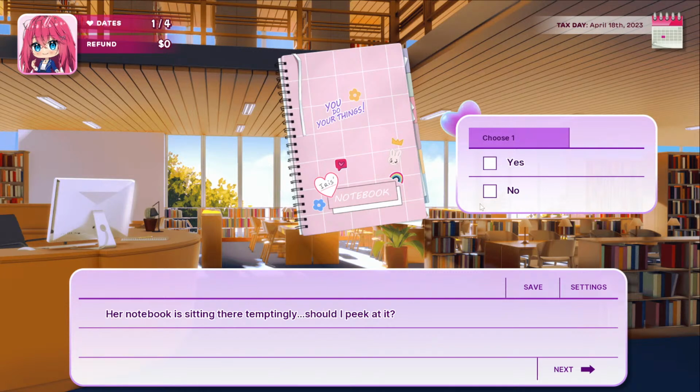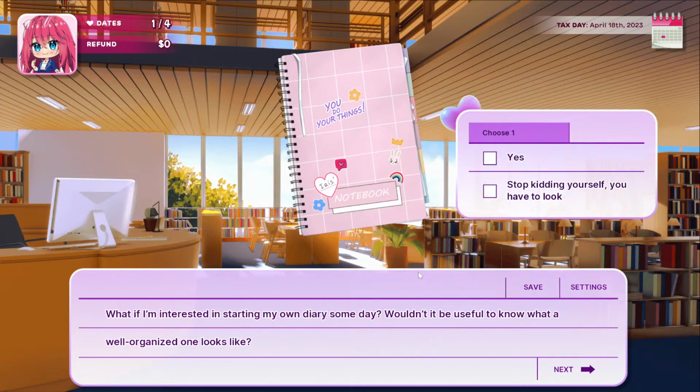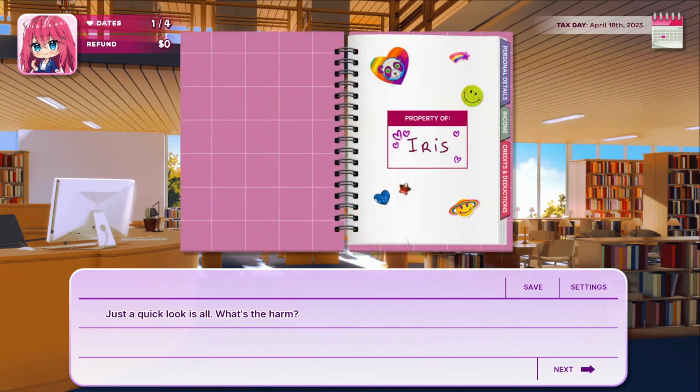Should I peek at it? No. But maybe just a little peek? No. What if I'm interested in starting my own diary someday? Wouldn't it be useful to know what a well-organized one looks like? What do you mean? Why do I want to look in it? Fine, let's look into it. It's a quick look is all. What's the harm?